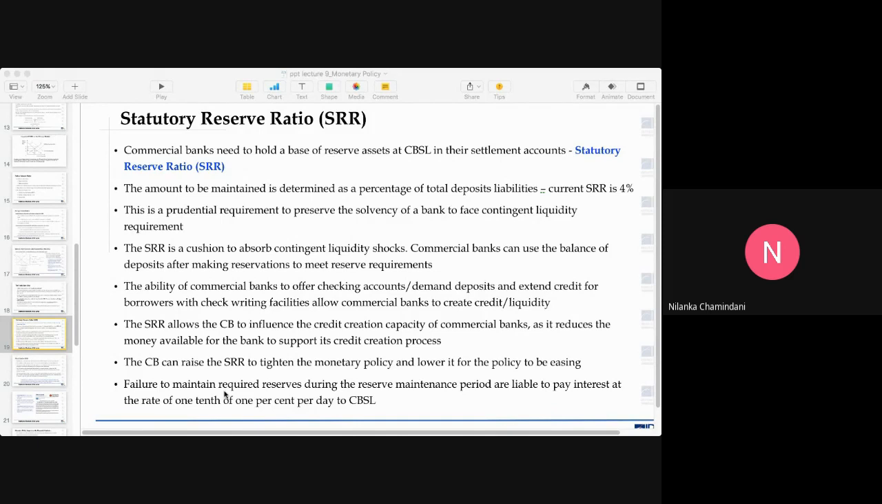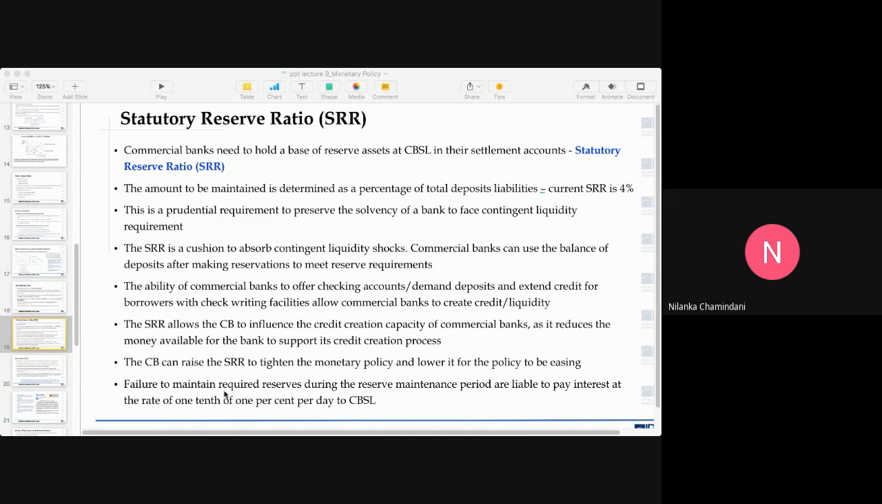Now you can see how this instrument helps the central bank to manage the liquidity level in the market. And one point is, if any bank fails to maintain the required reserves during the reserve maintenance period, they are liable to pay interest at the rate of 1/10 of 1% per day to the CBSL.